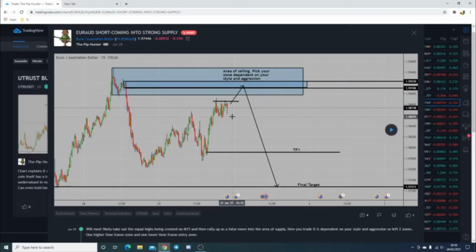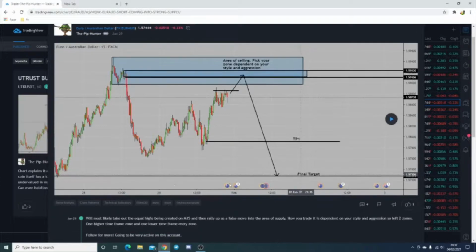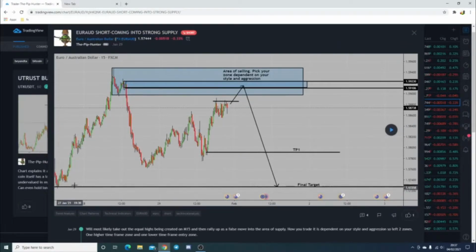It creates the equal highs. Usually what happens, and obviously not every time, but the vast majority of the time, you'll see the equal highs broken, pushed into the area of supply, which I've marked here as the big box, and then rally down. Obviously, you've got two targets here. One target right at the bottom, and a final target right down here at 157.273. The reason I've got the two boxes, I will further explain when I dive into the chart properly.